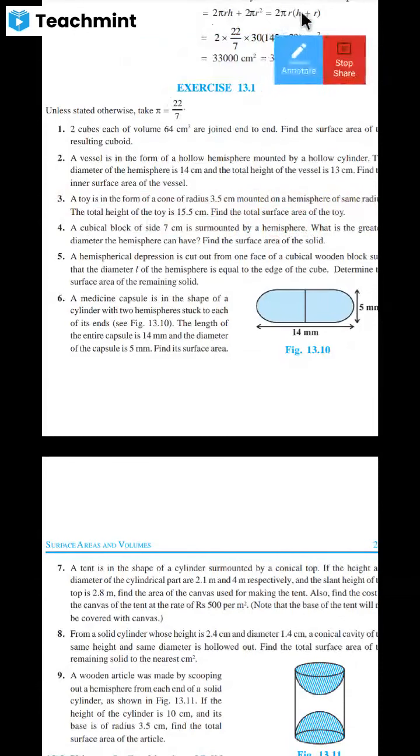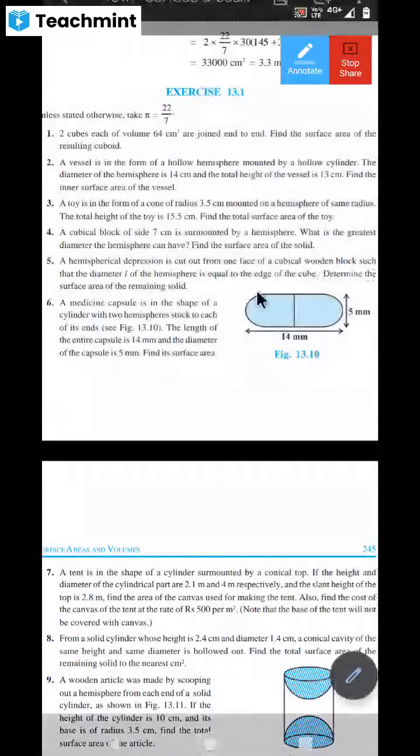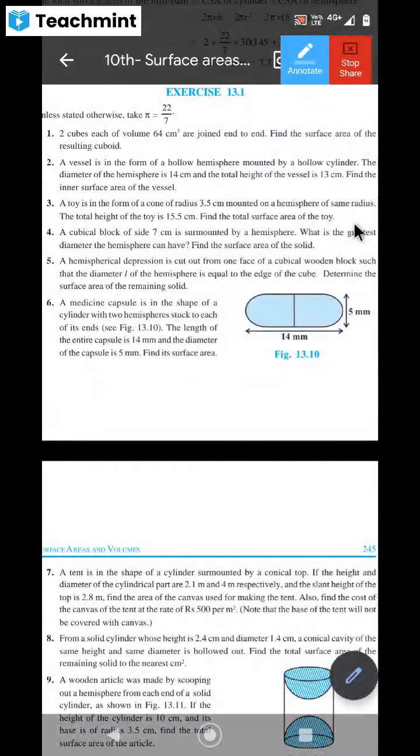Very simple question it is. A toy is in the form of a cone of radius 3.5 centimeter mounted on a hemisphere of same radius. That means the cone is on a hemisphere, and same radius means 3.5. The total height of the toy is 15.5 centimeter. Find the total surface area of the toy. I think everybody has written this question. Let me go to the solution section here.